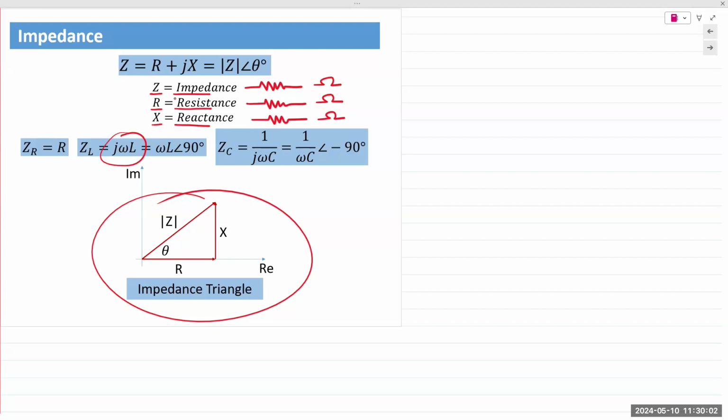Okay, so where was I? Oh yeah, impedance.